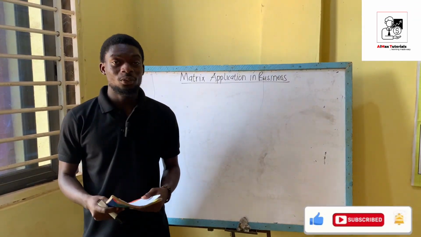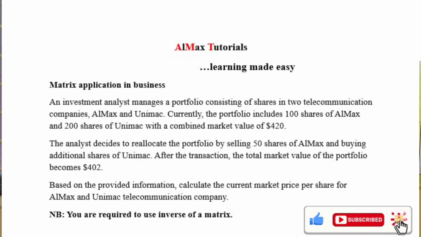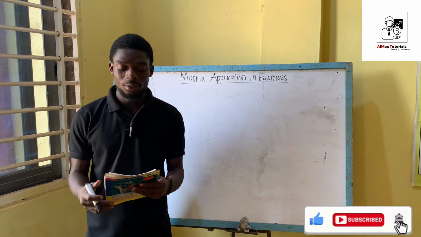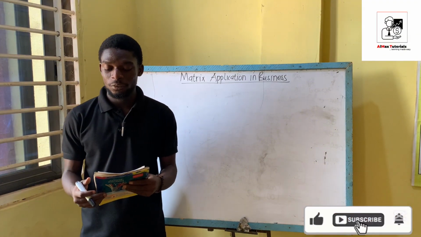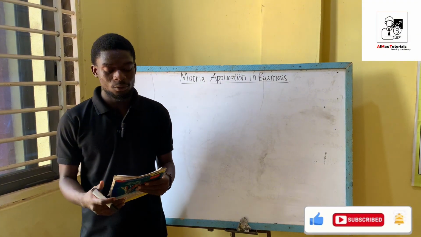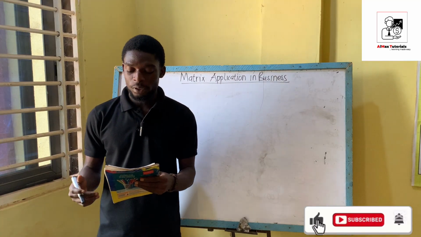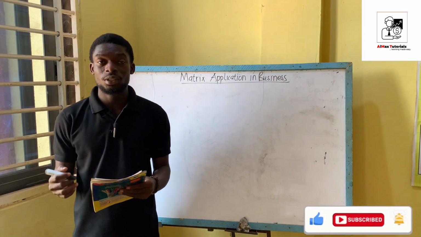So I have this particular question that I wanted to solve together, and I read. An investment analyst manages a portfolio consisting of shares in two telecommunication companies, Armax and Unimac. Currently, the portfolio includes 100 shares of Armax and 200 shares of Unimac, with a combined market value of $420.